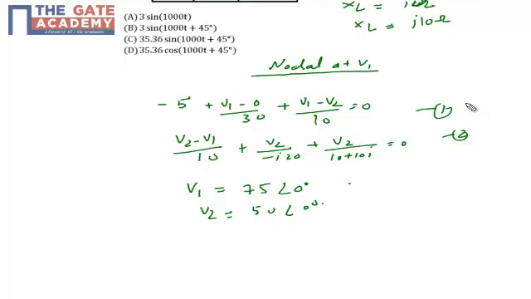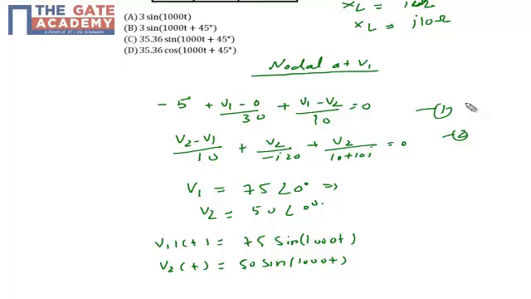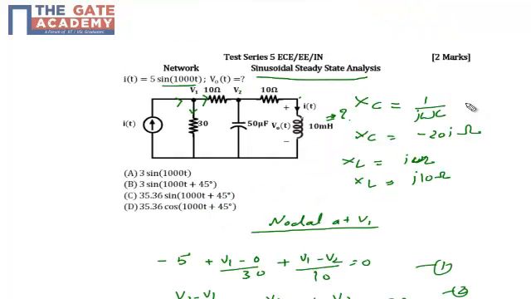It means that V1(t) will be equal to 75 sine of 1000t. We don't have any extra phase shift because the phase difference is 0, so our phi term will be 0, and V2(t) will be equal to 50 sine 1000t. We need to find V0, which is basically the voltage across the inductor.